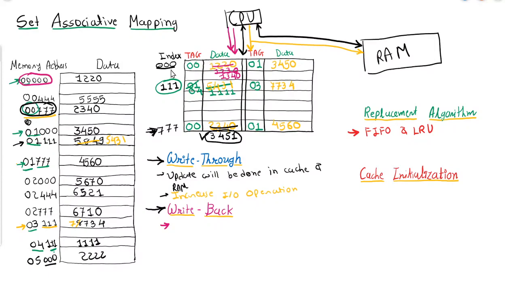Here, what is the previous value? 00000, and the value is 1340. Now this 1340 in RAM is 1220. So wherever other processes are using this memory location data, they will receive only 1220.